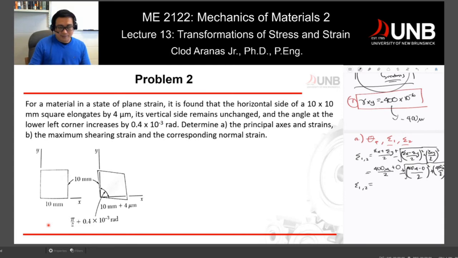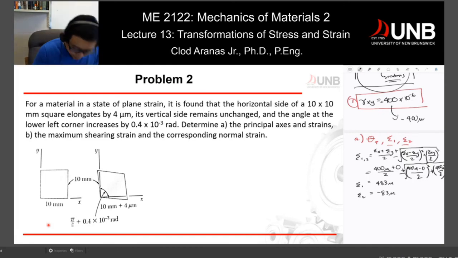So you have epsilon 1 and epsilon 2 to be the following, or I can separate them. I'm going to get the following numbers. For epsilon 1, that would be 483. For epsilon 2 would be negative 83. So those would be my principal strains.